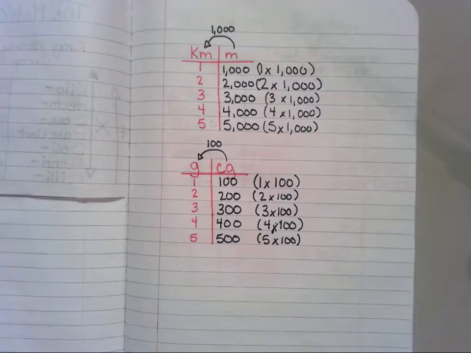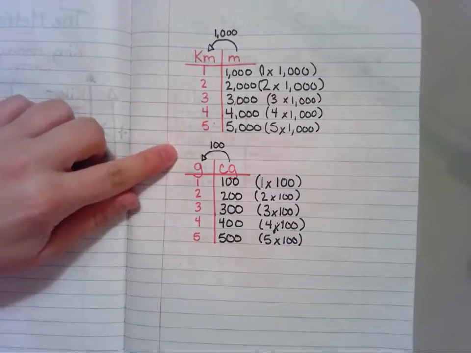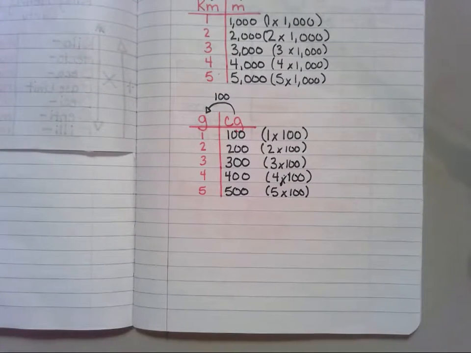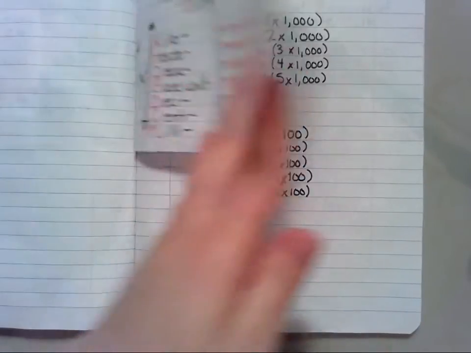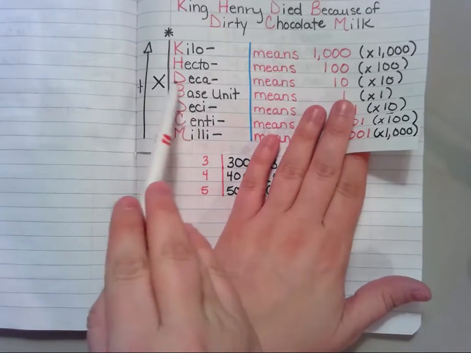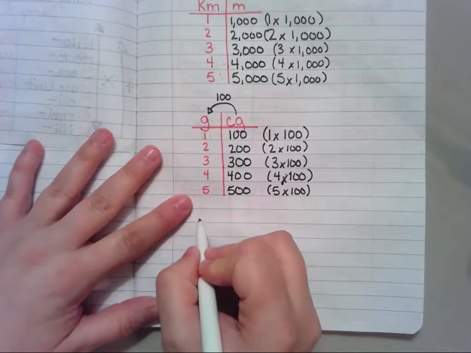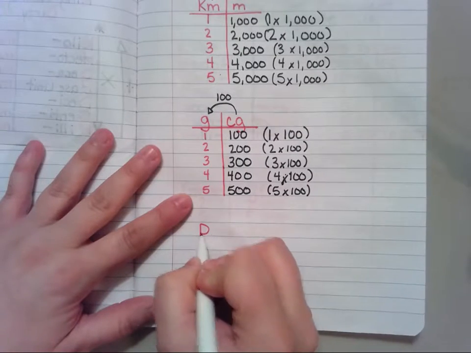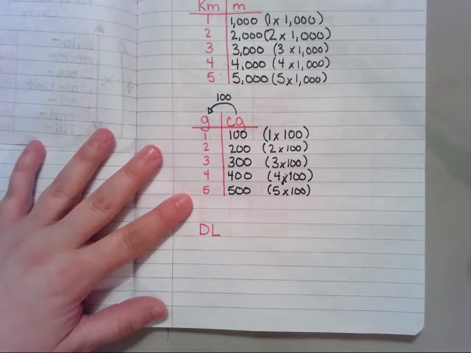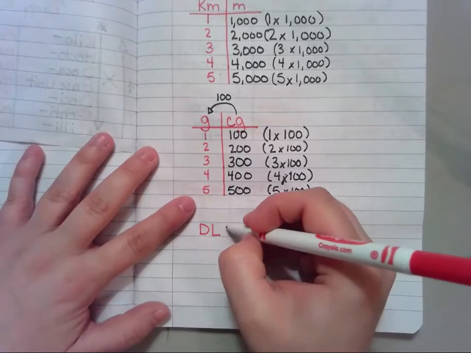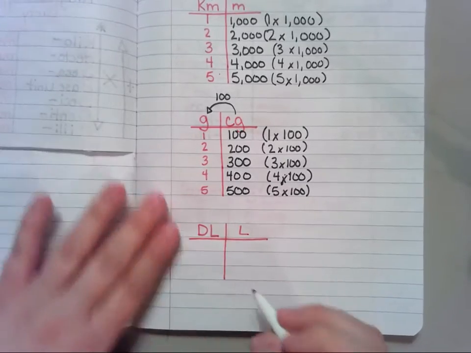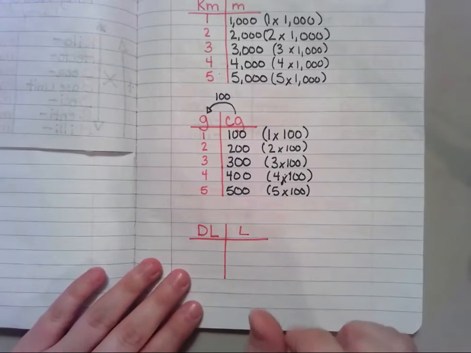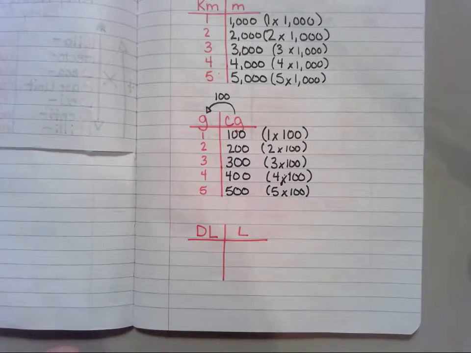My last chart we're going to do, we've done something in length, we've done something in weight. Now let's do something in capacity, or how much liquid an object will hold. We're going to go from decaliters, which is bigger than my base unit. So I'm going to use a big D, big L, and I want to go to liters, which is a big L. I don't use the little l because the little l looks like a 1, and that confuses people.